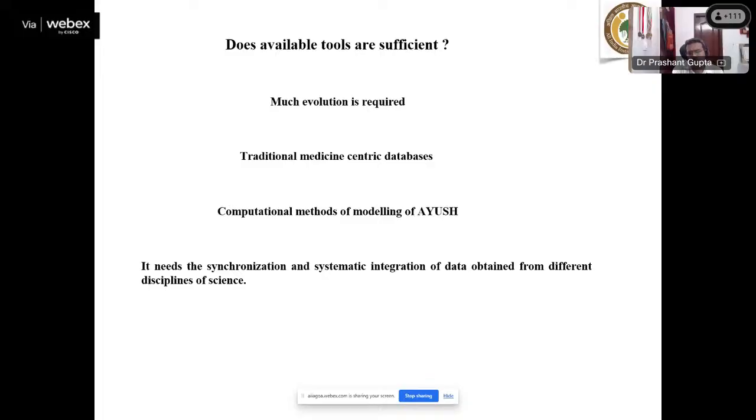Yes, much evolution is required. Tools are not sufficient. Traditional medicine centric databases are not there. Computational methods of modeling of Ayush are not available, as of now. It needs a synchronization and systematic integration of data obtained from different disciplines of science. So different disciplines are working. Ayush or Ayurveda has to work on it, so that centric data should be available for the computer to react, to sync, or to simulate, or for machine learning also.